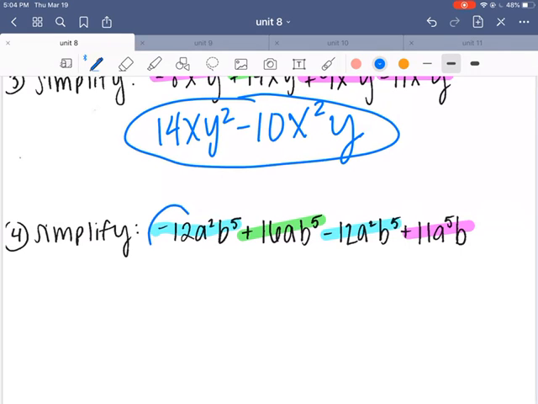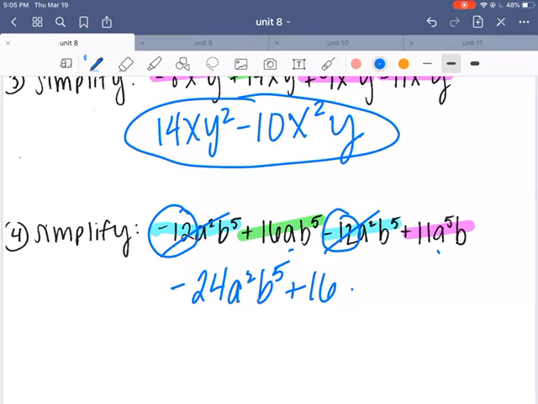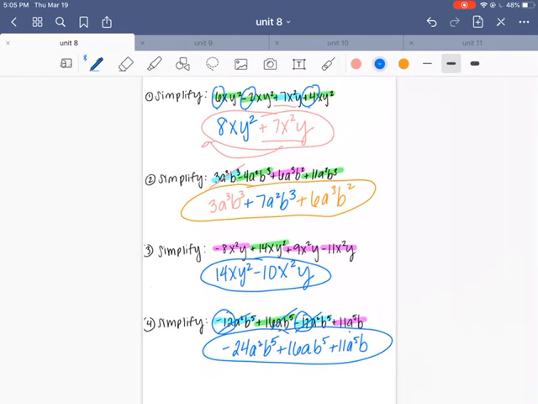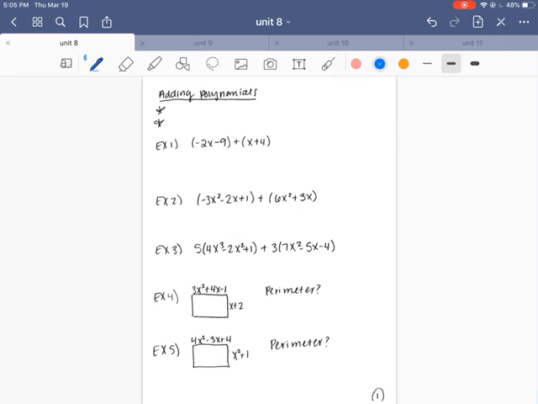Like terms that I can combine are this negative 12 and the negative 12 is negative 24 a squared b to the 5th. And then done with both of those. It doesn't matter which one you put next, the green or the pink. But I have positive 16ab to the 5th, and then positive 11a to the 5th b. Again, here we're just adding, subtracting, combining like terms. And the next thing we're going to get ready to move into is adding polynomials, kind of based on the concept that we just were working on.